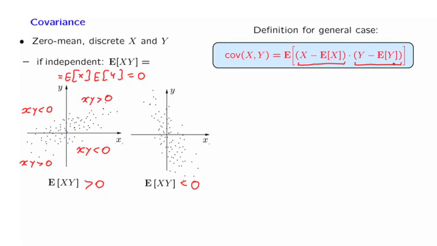Now, if the two random variables are independent, we already saw that in the zero mean case, this quantity, the covariance, is going to be 0. How about the case where we have non-zero means? Well, if we have independence, then we have the expected value of the product of two random variables. X and Y are independent, so X minus the expected value, which is a constant, is going to be independent from Y minus its expected value. And so the covariance is going to be the product of two expectations.